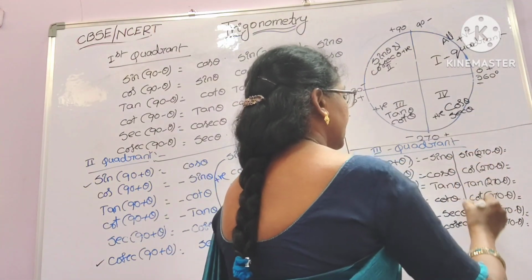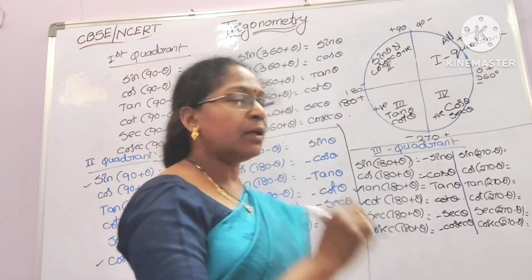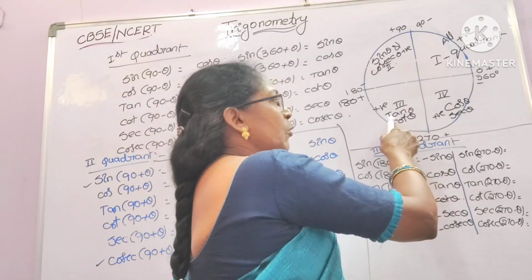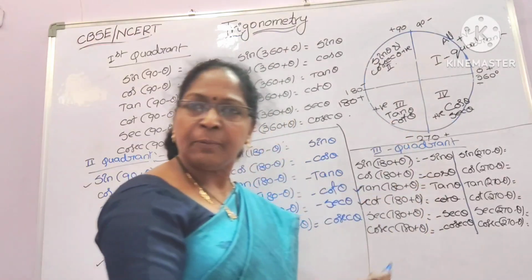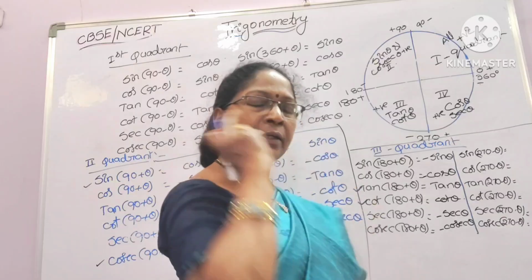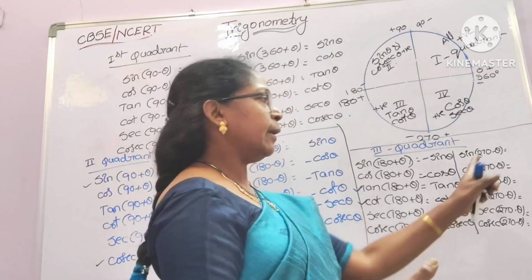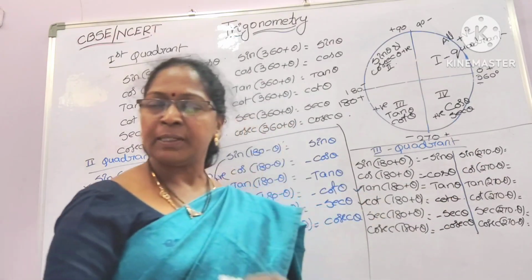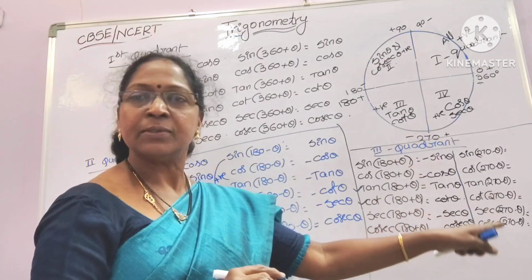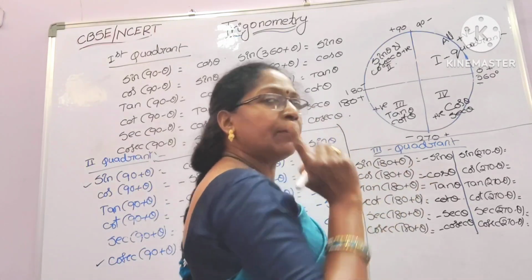Now 270 minus theta also comes under the third quadrant. In the third quadrant, which are positive? T and T only: tan theta, and the reciprocal of tan is cot theta. So tan and cot are positive, remaining all are negative in the third quadrant. That you have to remember. So here 270 came. If 90 or 270 is there, then sin becomes cos and cos becomes sin. Tan becomes cot and cot becomes tan. Secant becomes cosecant and cosecant becomes secant. These conversions will take place.